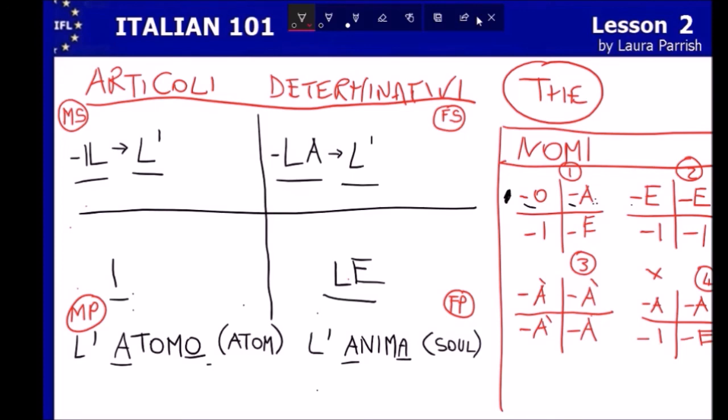Now let's make those words plural and see which articles you're going to use. I remind you that this is the pattern. Okay, the plural of atomo will be atomi, right? And the plural of anima will be anime, okay? Anime.